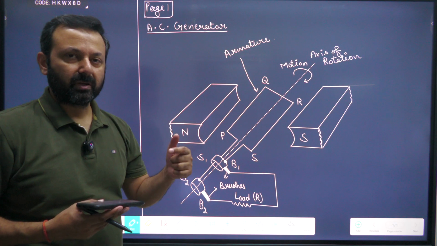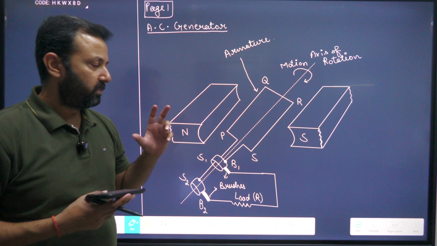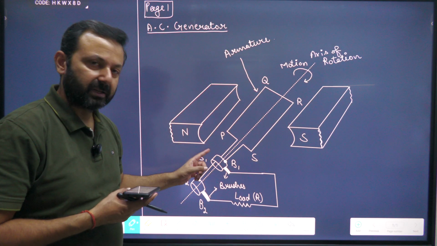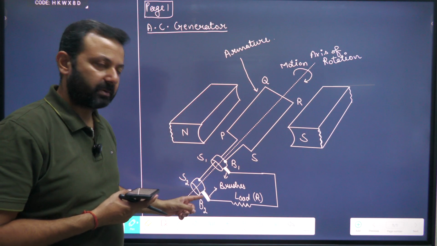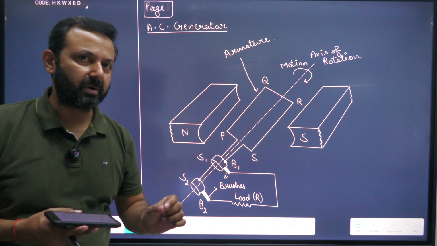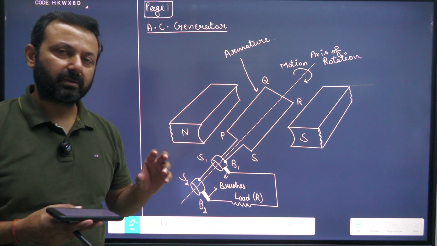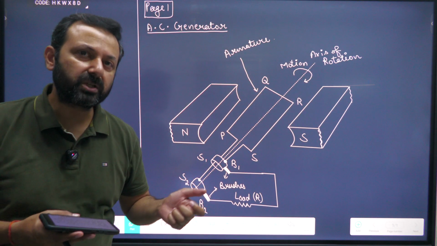Whenever a generator works, it creates a humming sound like this. Why? Because these slip rings are touching these carbon brushes, and these are made of graphite. Graphite is a very soft non-metal. It is a very soft form of carbon. So graphite does not create a huge noise.